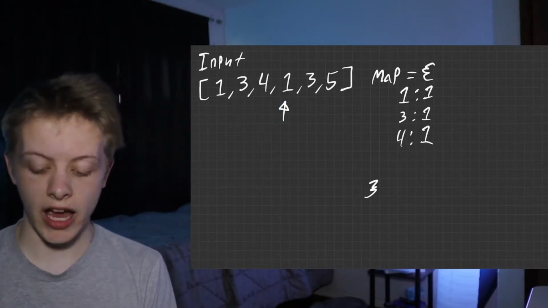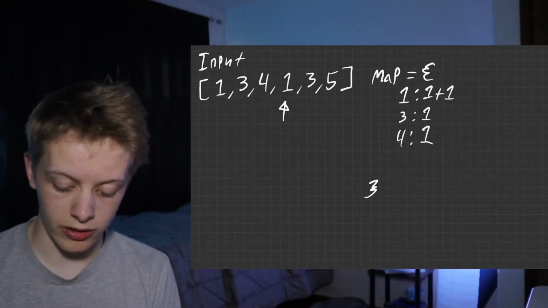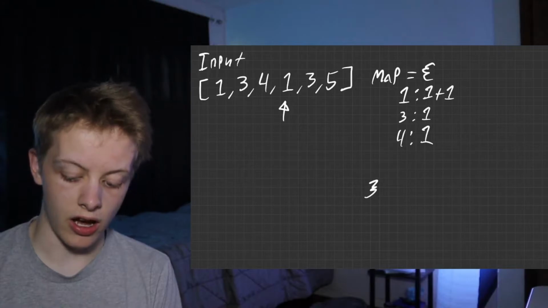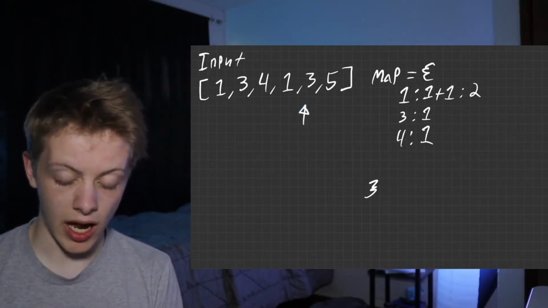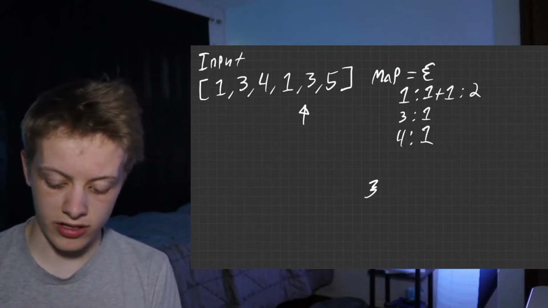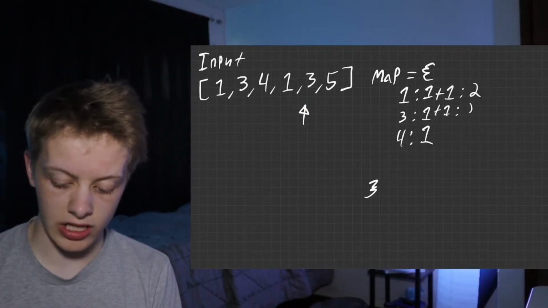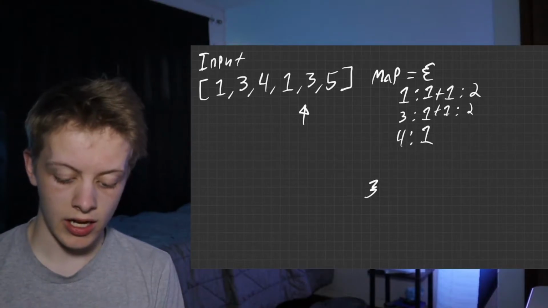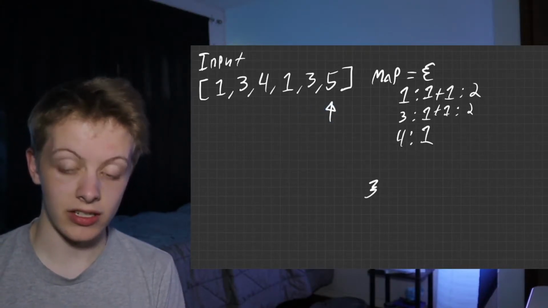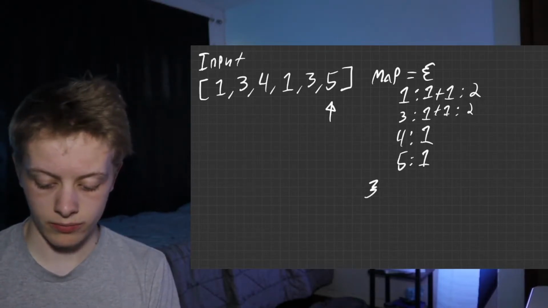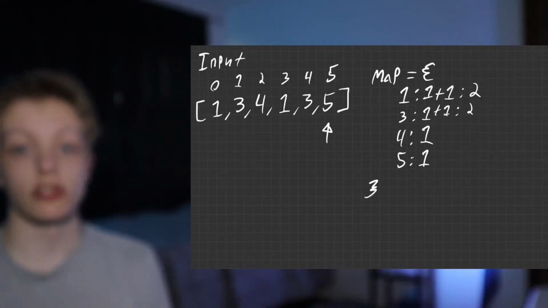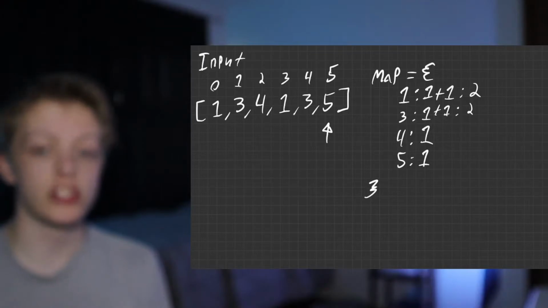So now we're going to add 1 to where we have seen our 1 before, giving us a value of 2. Same thing is going to happen to the next 3. We're seeing a 3 for the second time, so we're going to add 1. It's going to give us a value of 2 as well. And we're going to see 5. We haven't seen a 5 before, so now we're just going to set it equal to 1. Alright, so with this hash map, we're able to see which numbers are duplicates.